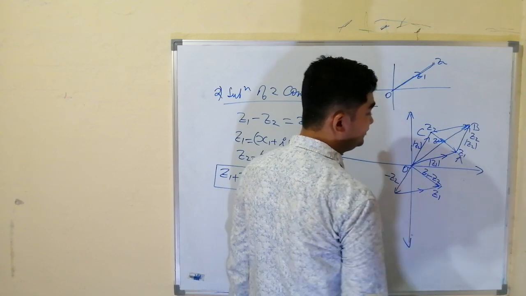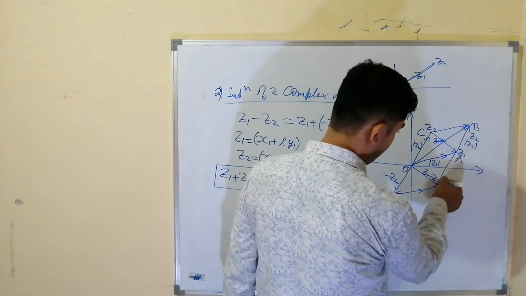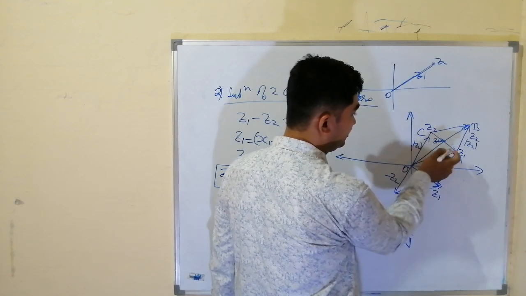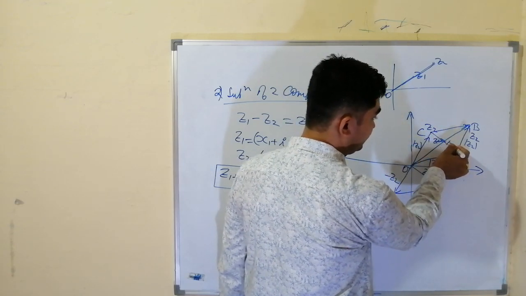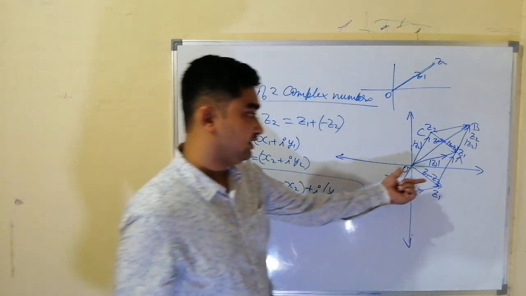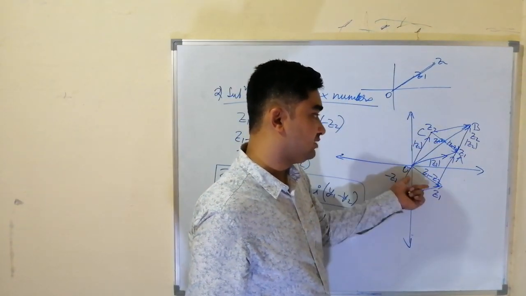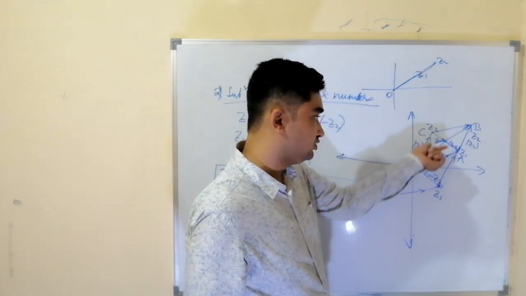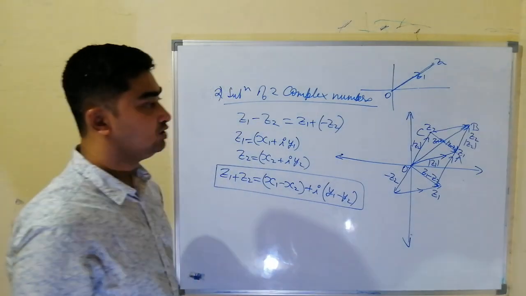This is Z2. Another diagonal of the parallelogram will give us mod of Z1 minus Z2. It is also a parallelogram. Both lines are parallel, opposite sides of the parallelogram. Z1 minus Z2. This is also Z1 minus Z2.